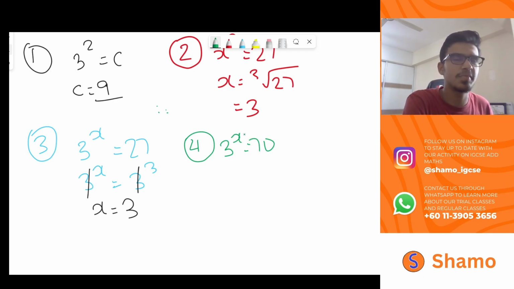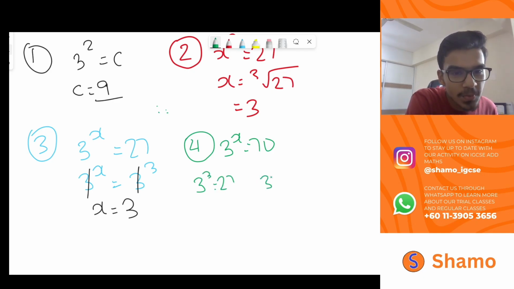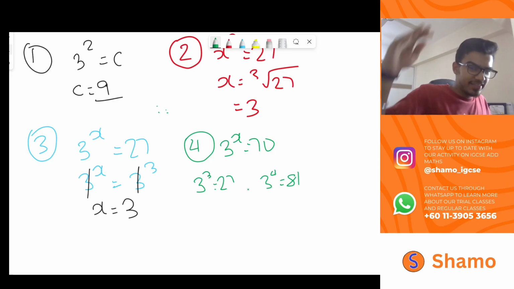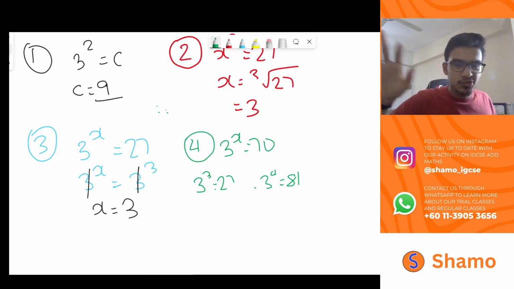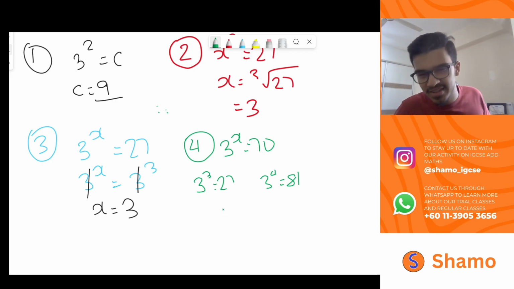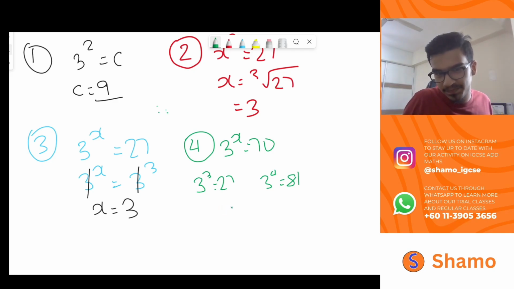Now, it's a little bit interesting, because we can't really know a value for x here. Like sure, we know that 3 to the power 3 is equal to 27. We know that 3 to the power 4 is equal to 81. 70 lies in the middle of the two, and it lies more towards 81. So you will know that it's something like 3.5, 3.6, but you don't know the exact value, right?